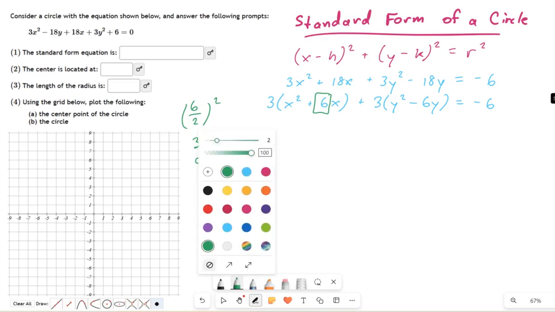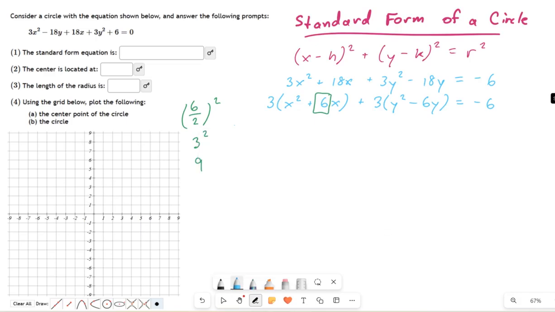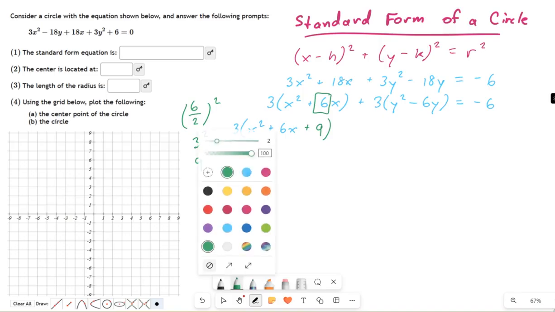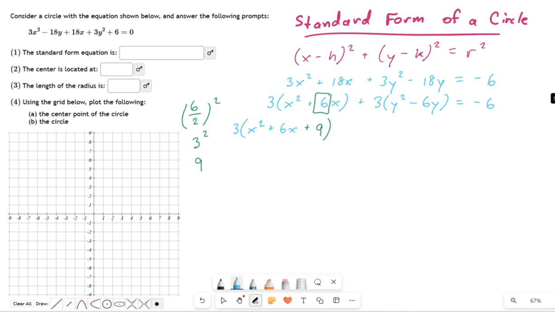Now watch how I'm going to rewrite this. This technique is called completing the square, and I would say it's probably the hardest and most important thing that we have to do in this unit on circles. It's really more about getting practice with completing the square. So I'm going to add a plus 9 in that parentheses to complete its square, and that way I'll be able to factor it very nicely.